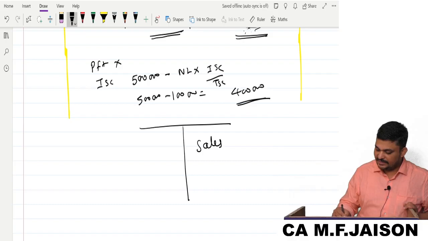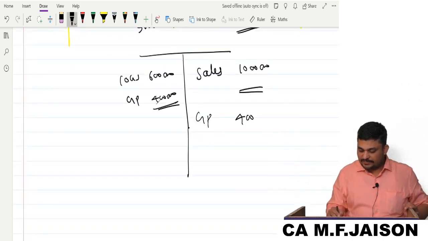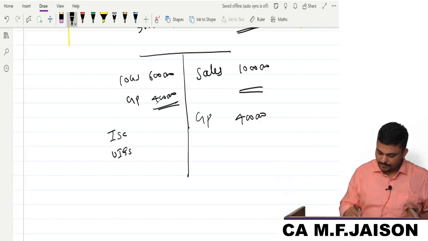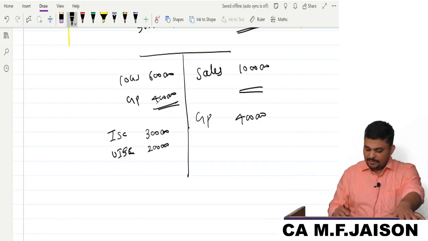Suppose you have sales of 10 lakhs, cost of goods sold 6 lakhs, gross profit 4 lakhs. Now you have gross profit of 4 lakhs, then insured standing charges and uninsured standing charges. Insured standing charges, my dear friends, are 3 lakhs. Uninsured standing charges are 2 lakhs. Your net loss, how much? 1 lakh.